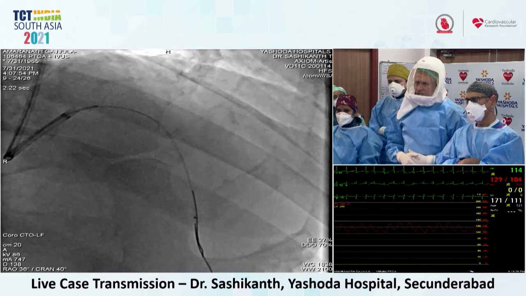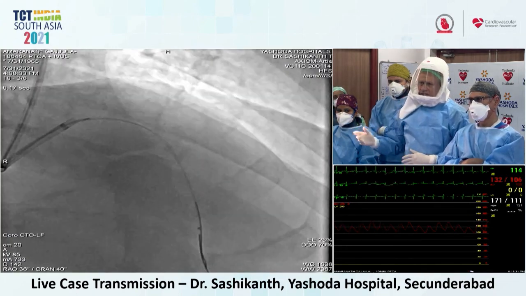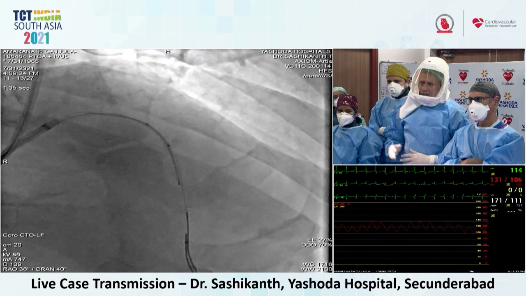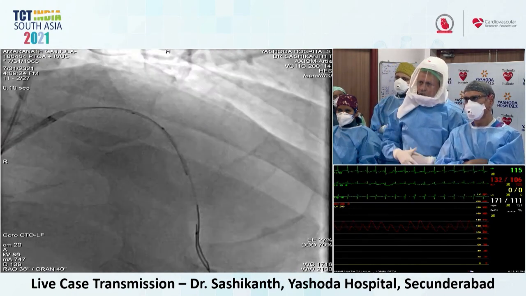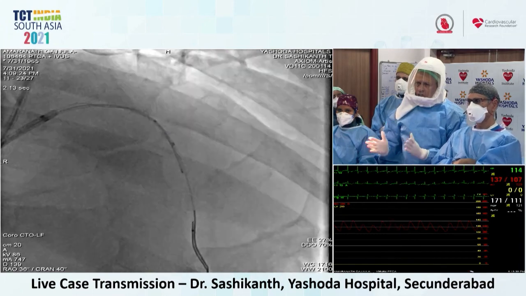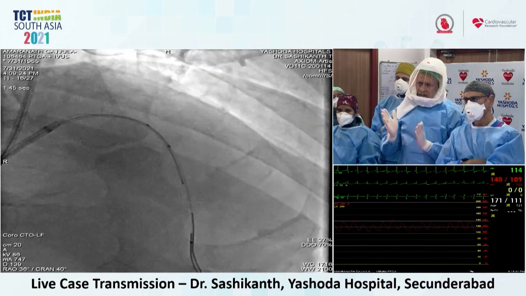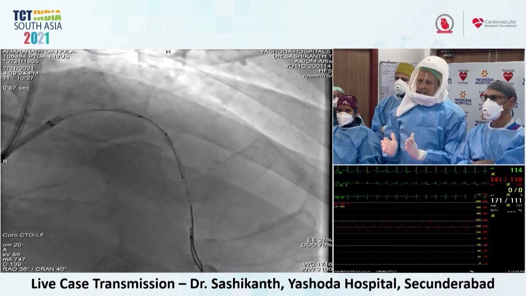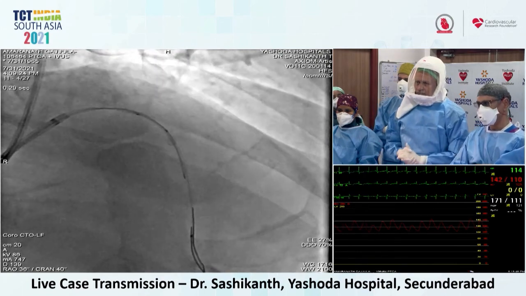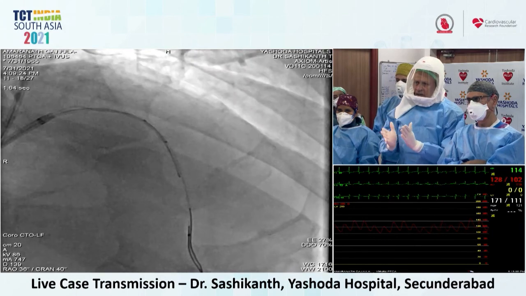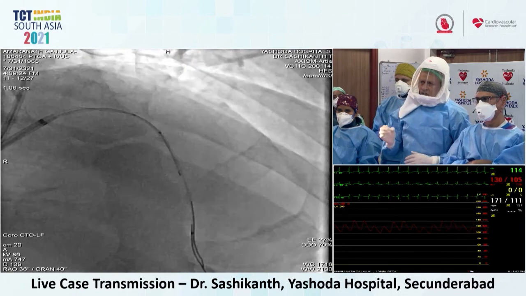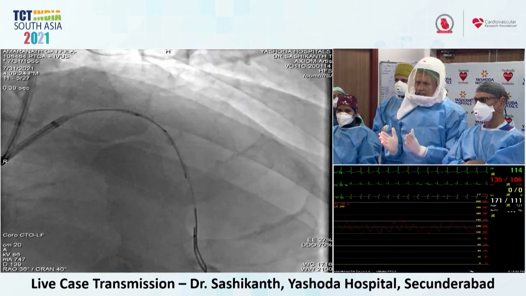And on the second wire, we took a 3 into 12 millimeter balloon parallel to the IVUS catheter to see the distal pre-dilatation of the vessel. We did an IVUS assessment of where the balloon inflation should start. So that is the safe landing zone.